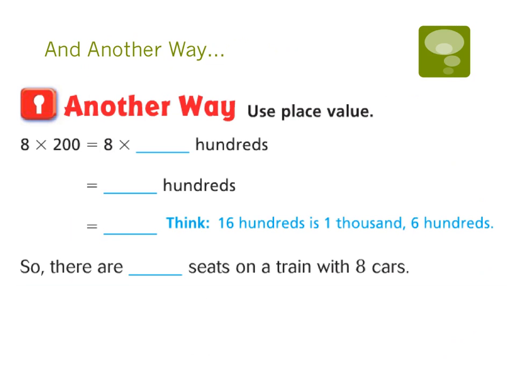Now, I can calculate my answer that way, but it's time-consuming. An easier way to do this would be to use place value and to think of the number 200 as 2 hundreds. If I multiply 8 times 2 hundreds, I have 16 hundreds. 16 hundreds, I know, from place value, can be written as 1,600. So there are 1,600 seats on a train with 8 cars.